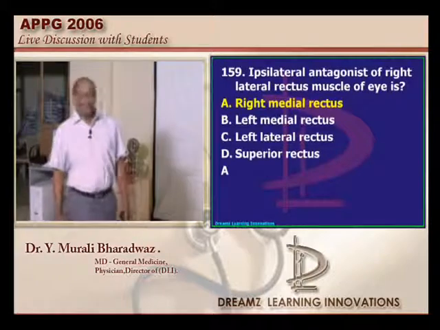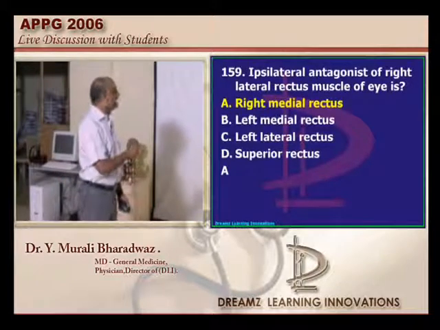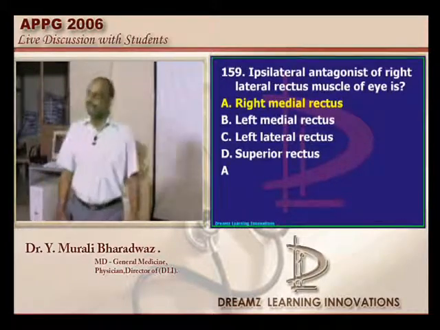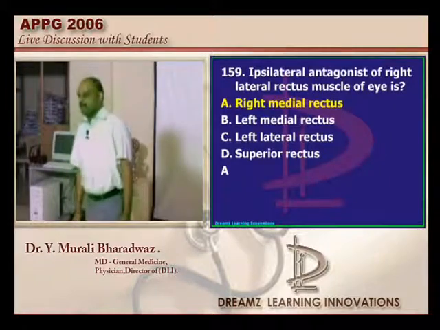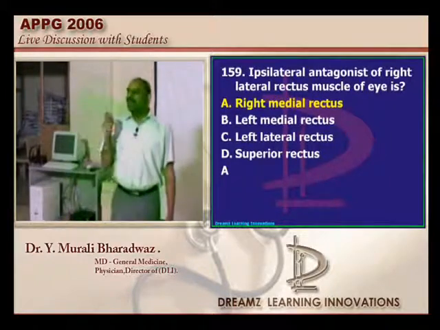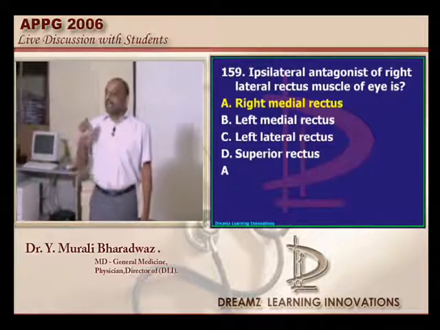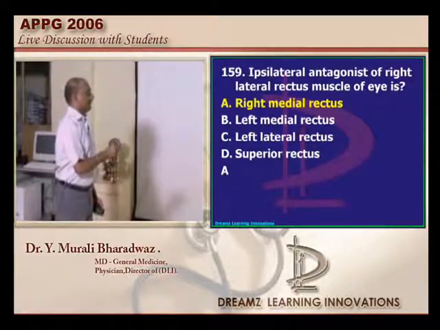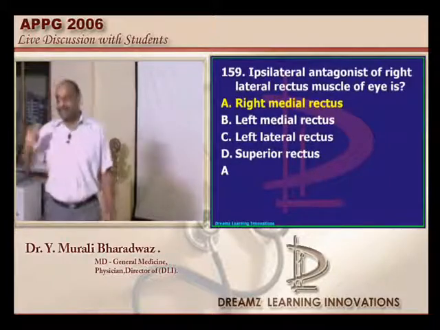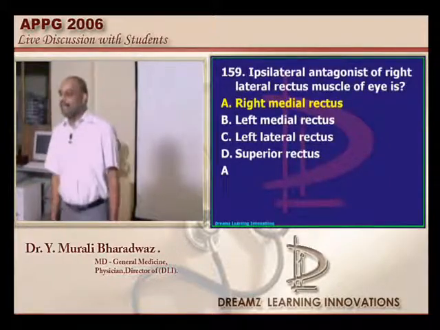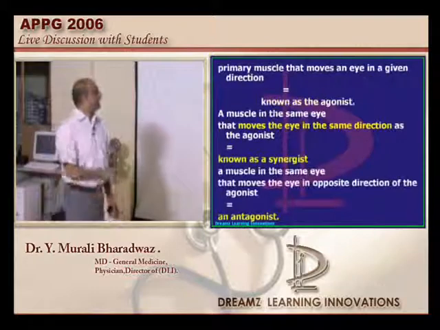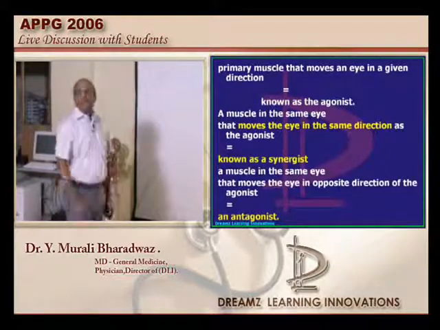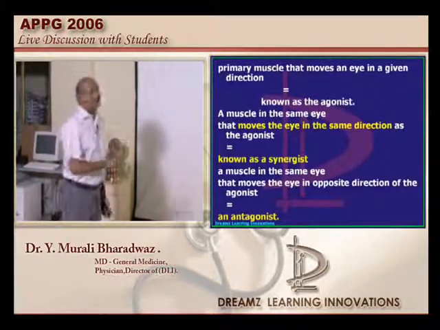Ipsilateral antagonist to the right lateral rectus muscle is which muscle? Actually, the examiner wanted to make it a little tougher, but could not do that. He would have asked, which is the yoke muscle to the right medial rectus? That would have been the toughest question. But this is a very simple question. That is, which is the ipsilateral antagonist to the right lateral rectus?